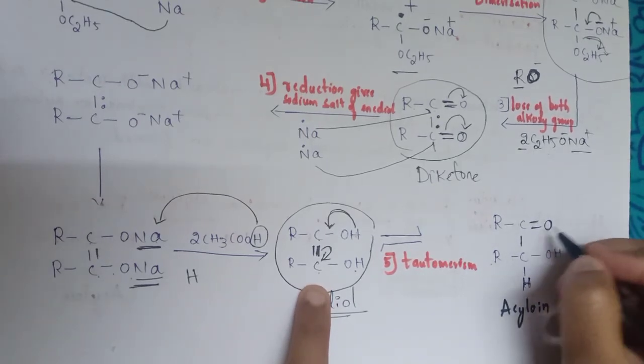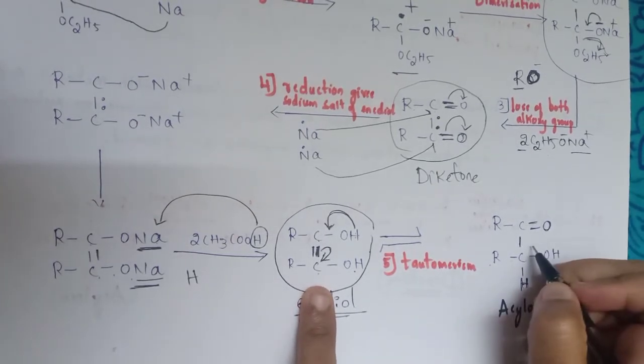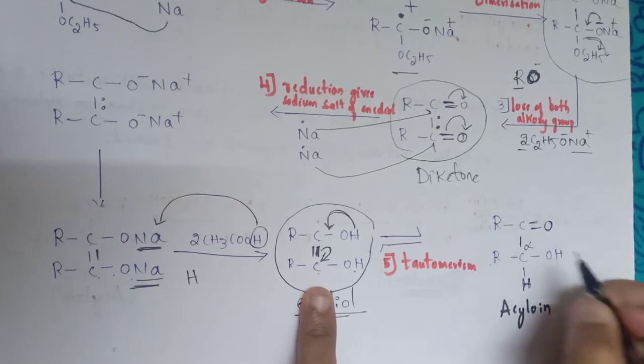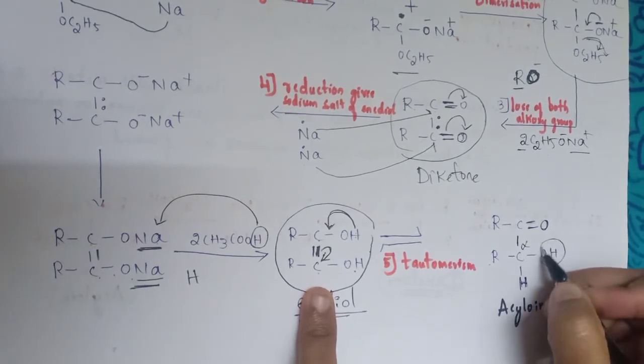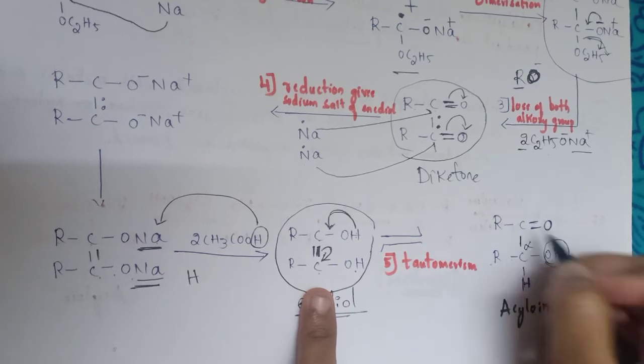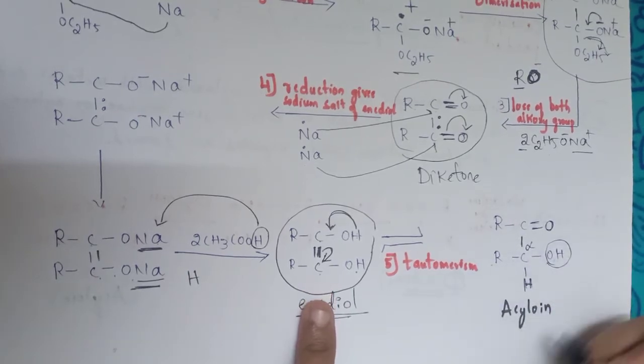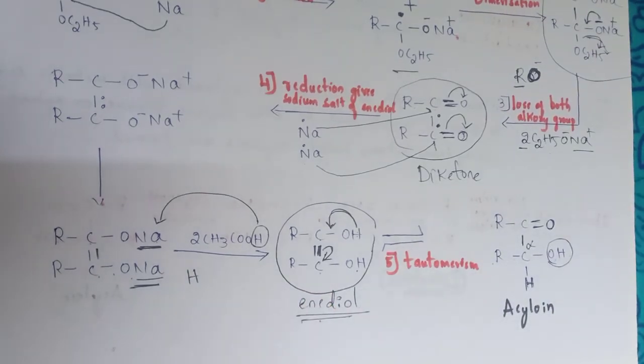As you can see here, it is the carbonyl group. For this it is the alpha position, and at the alpha position there is a hydroxy group. So it is an alpha hydroxy ketone, which is also called acyloin. This is about the acyloin condensation.